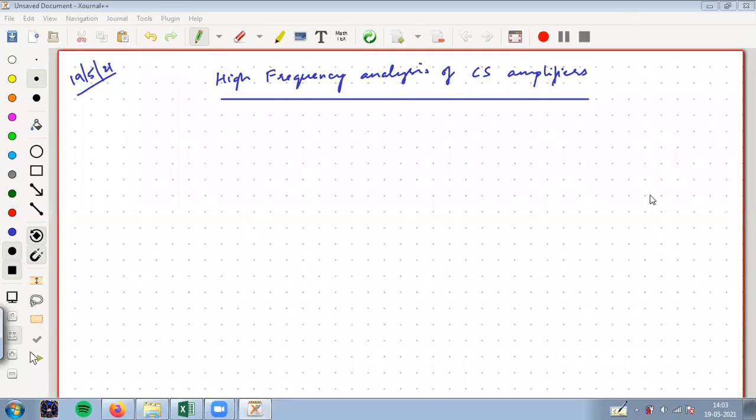Okay, so in the last class we looked at the CMOS implementation of the CS amplifier, with an active load. When I say active load, I'm replacing RD, the drain resistance, with an active component. The active component in this case is a simple MOSFET transistor, right? So that load, which is a PMOS transistor, was connected in the form of a current mirror.